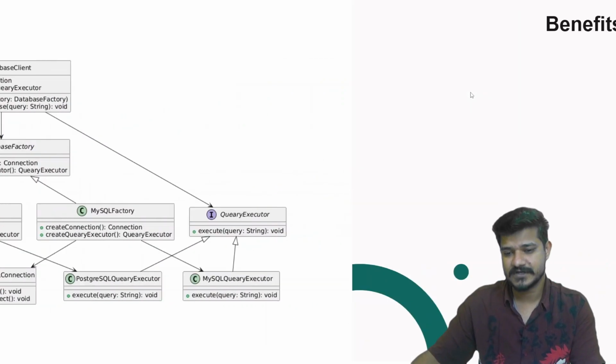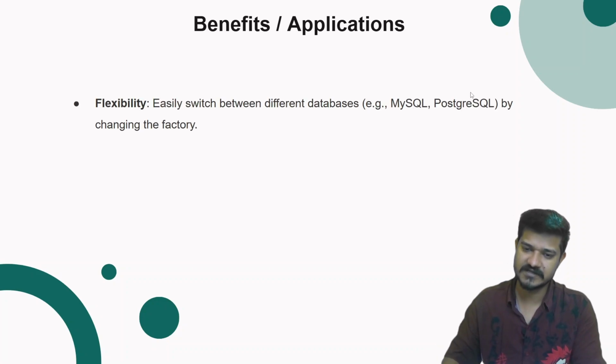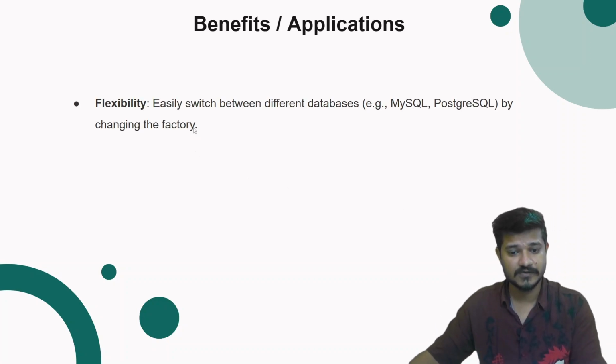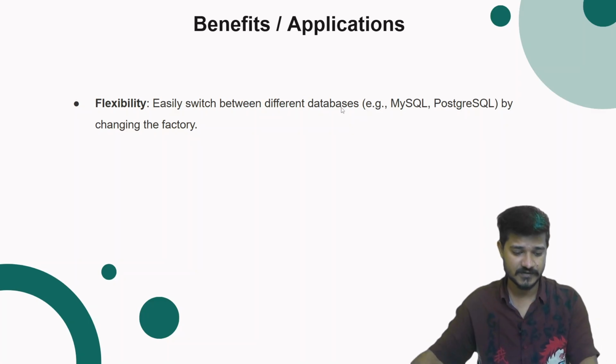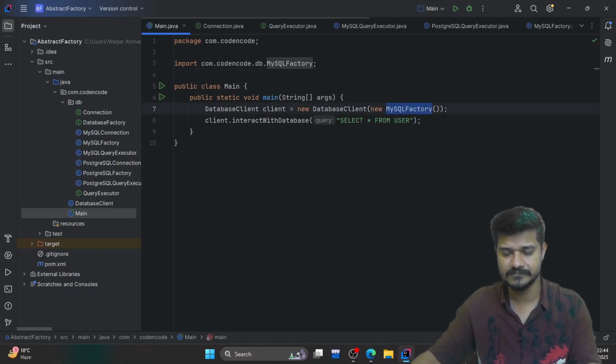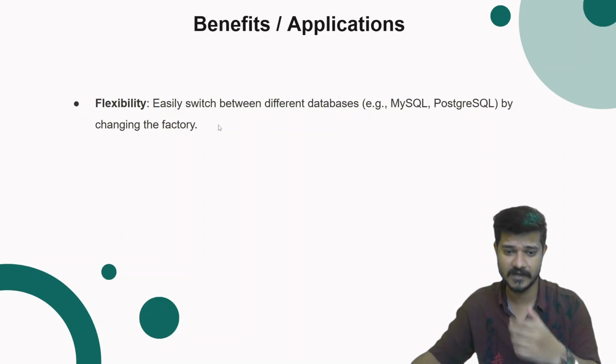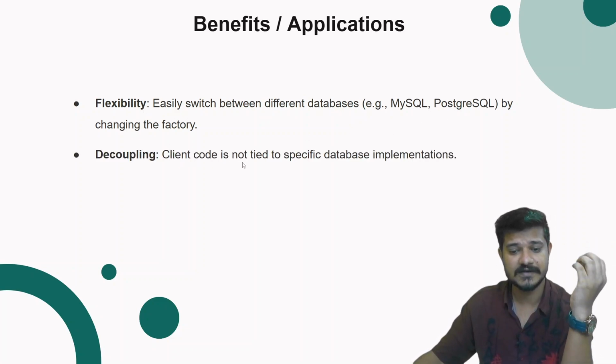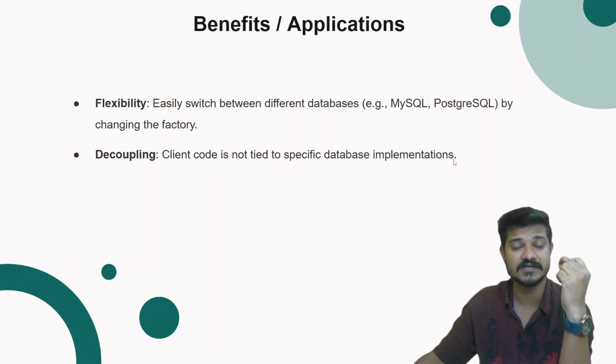Now that we know the implementation, we can go ahead and look at the benefits and the applications. One of the most important parts is flexibility. You can easily switch between different databases, right? We have just seen that we changed from a PostgreSQL database to a MySQL database with one simple change, right? So it promotes flexibility and decoupling. Client code is not tied to the specific database implementation.